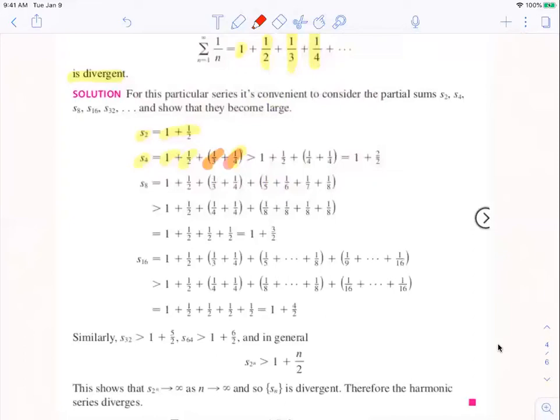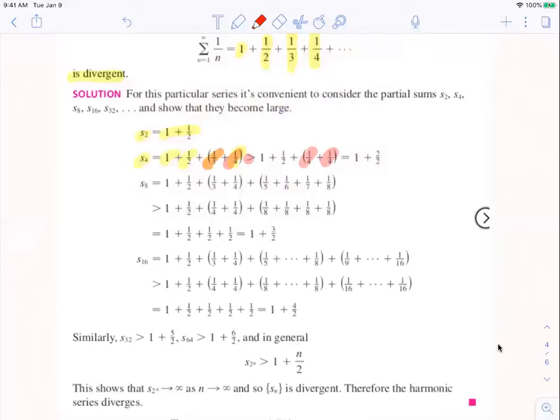So if I replace 1/3 and 1/4 with 1/4 in both instances, then I'm making the sum smaller. That's kind of the secret of the argument, is that we're going to replace some of those terms. The two fourths add up to a half. So if you sum all of that up, you get that S4 has to be strictly bigger than 1 plus 1, or 2.